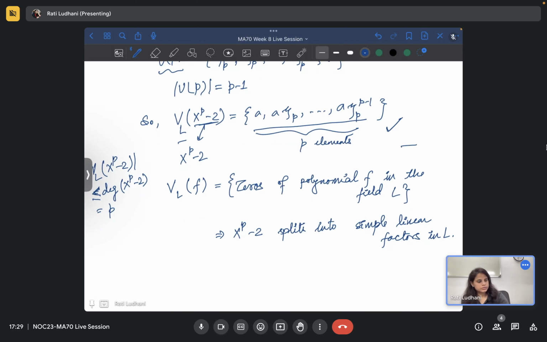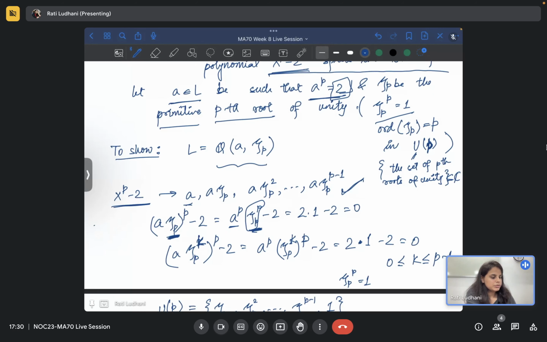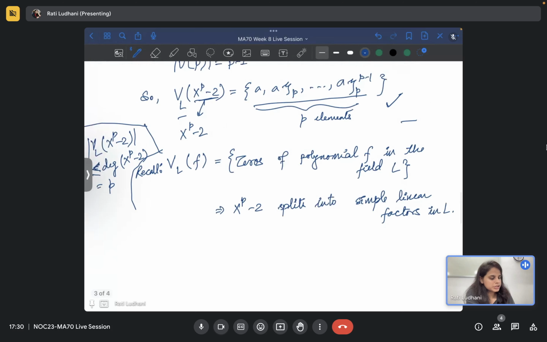So recall, let's see what we have. We have checked what is L. Now we have to see what is Q(A, eta p). Firstly, L should contain all the roots. So L should be at most this, or if you want, I can write it like this: A, A zeta p, up to A zeta p raised to power p minus 1. We want all the roots, so we should have something like that.